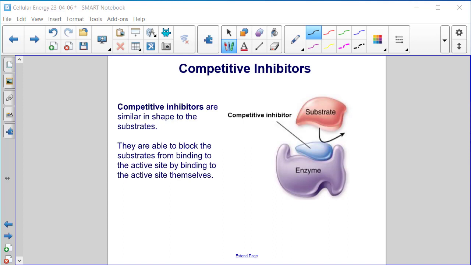Competitive inhibitors are similar in shape to the substrate. So you can see in the image a substrate here and a competitive inhibitor here. They're able to block the substrates from binding to the active site by binding to the active site themselves. So it's a similar shape, fits the active site, so that the substrate cannot bind.